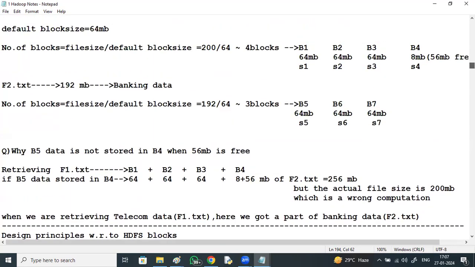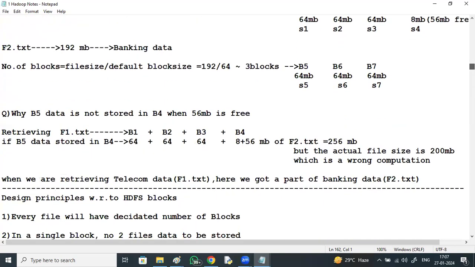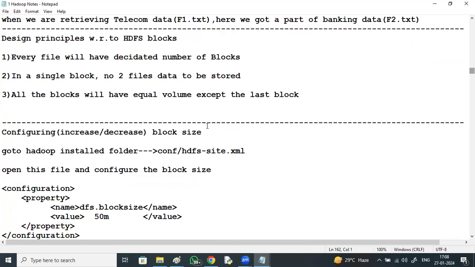By default, the block size is 128 MB in the latest version. Previously, it was 64. But if you want to keep your own block size, say the file has to be divided into 100 MB blocks or 50 MB blocks, that is also possible. How can we configure it? Go to the Hadoop installed folder, to configure increasing or decreasing the block size.